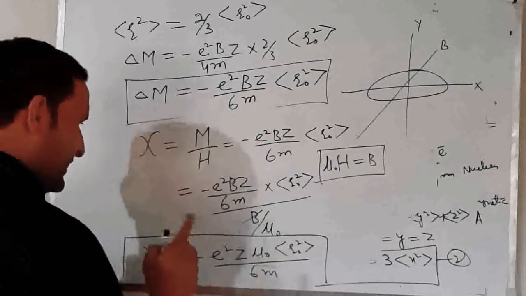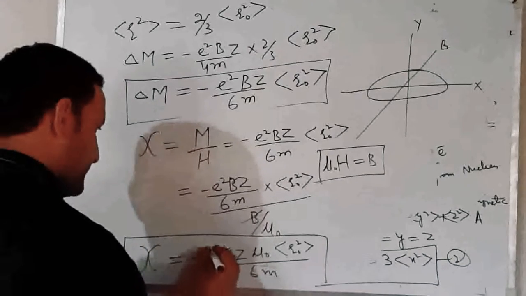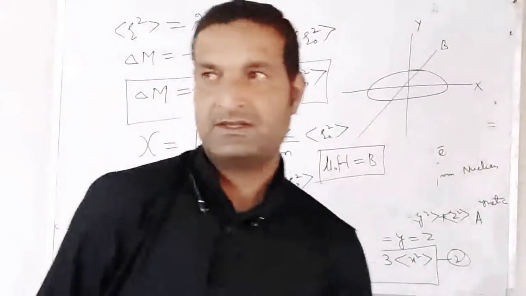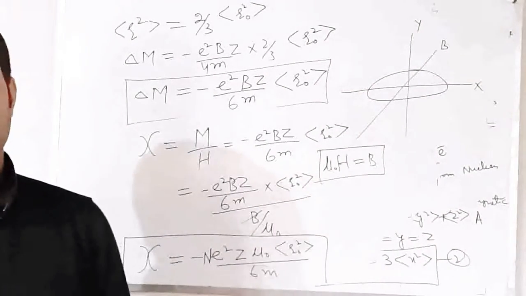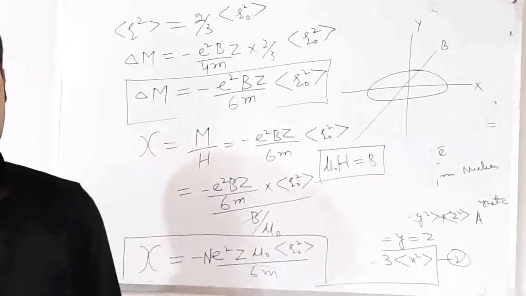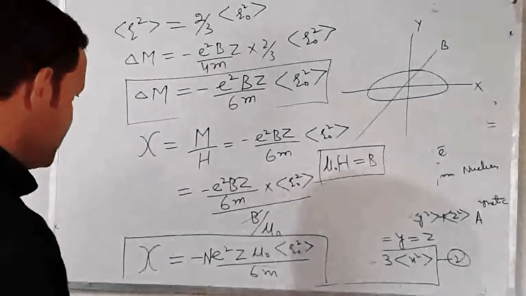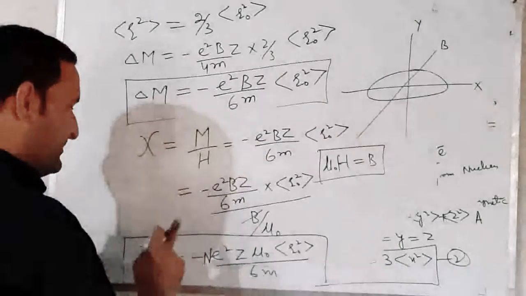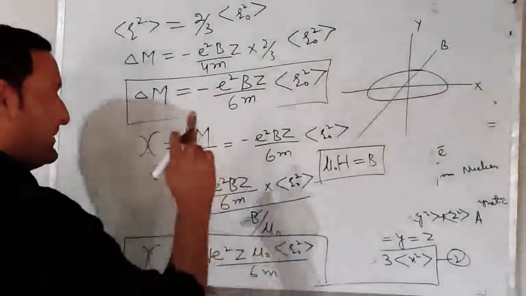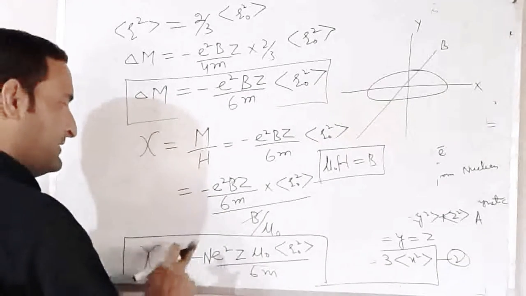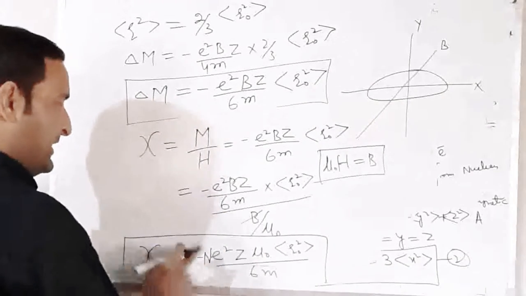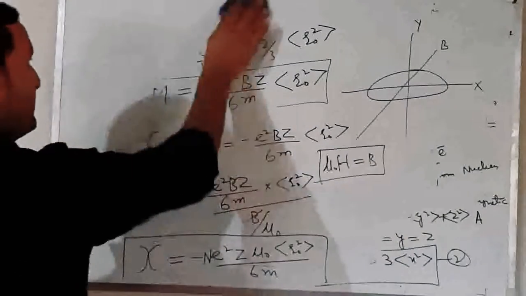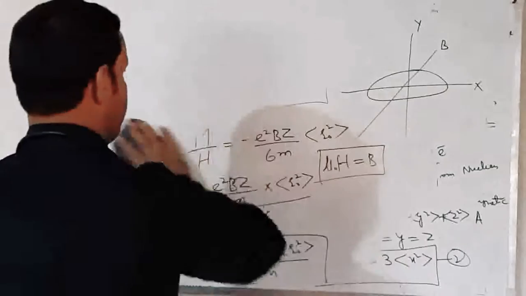If there are n atoms, then multiply by n here. So this is the equation for diamagnetic susceptibility. Here you see it is negative. I am already telling you, magnetic susceptibility for diamagnetic materials is always negative. That means it opposes the external magnetic field.